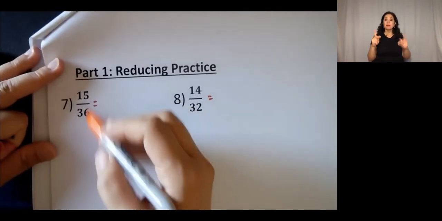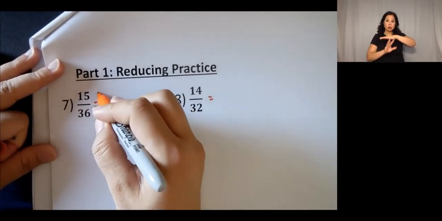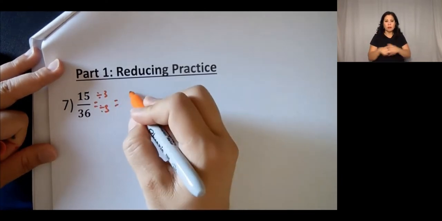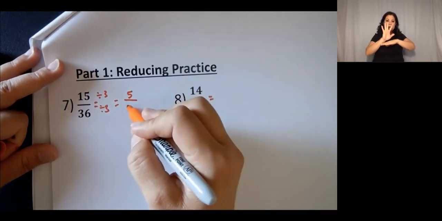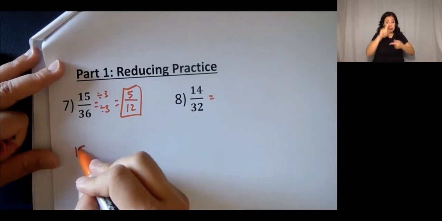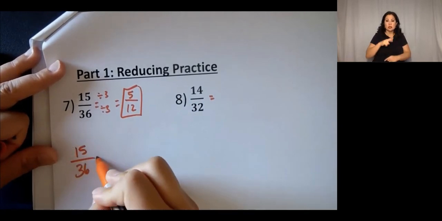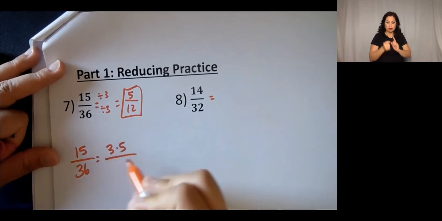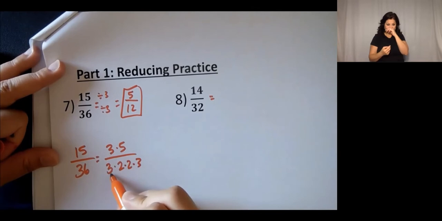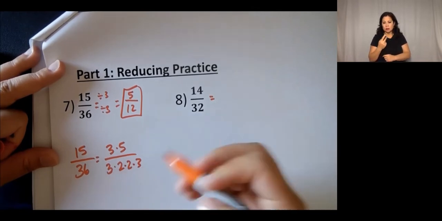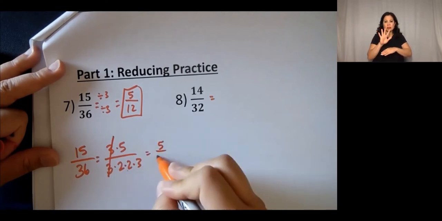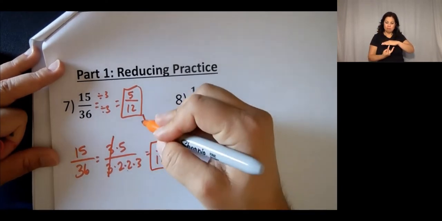All right, so 15 and 36. I'm pretty sure they have a 3 in common, so I'm going to divide by 3, top and bottom, and I get 5 twelfths, and that should be simplified. Let's try it out using prime numbers. 3 times 5, 36 is 3 times 12. 3 times, this is 12, 4 times 3 is 12. Alright, so that cancels, so I get 5, 4 times 3 is 12, 5/12. Alright, I get the same answer.